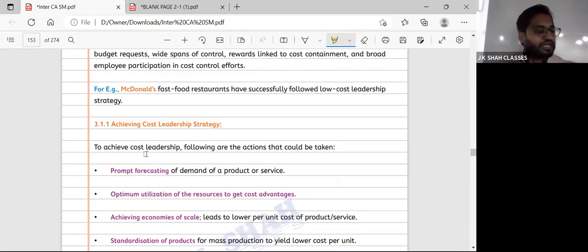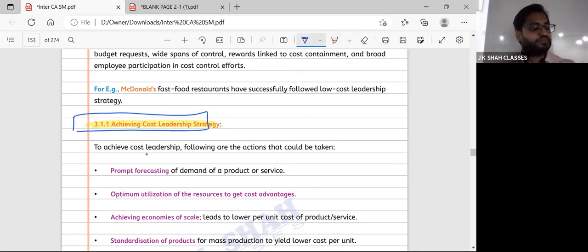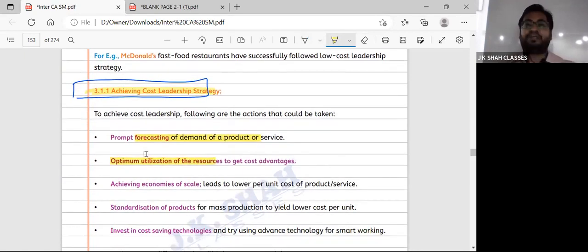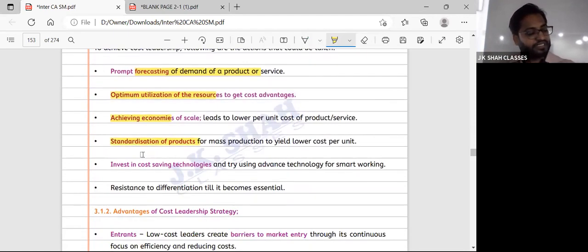This is the question, guys. 3.1, very important part. I expect one question from these 9 questions in your exam. Which 9 questions, you understood, right? So be careful, study this well. How to achieve cost leadership: forecast the demand for the product, optimum. I'll be a little fast here. Achieving economies of scale, standardization of product, invest in cost saving technology, resistance to differentiation.